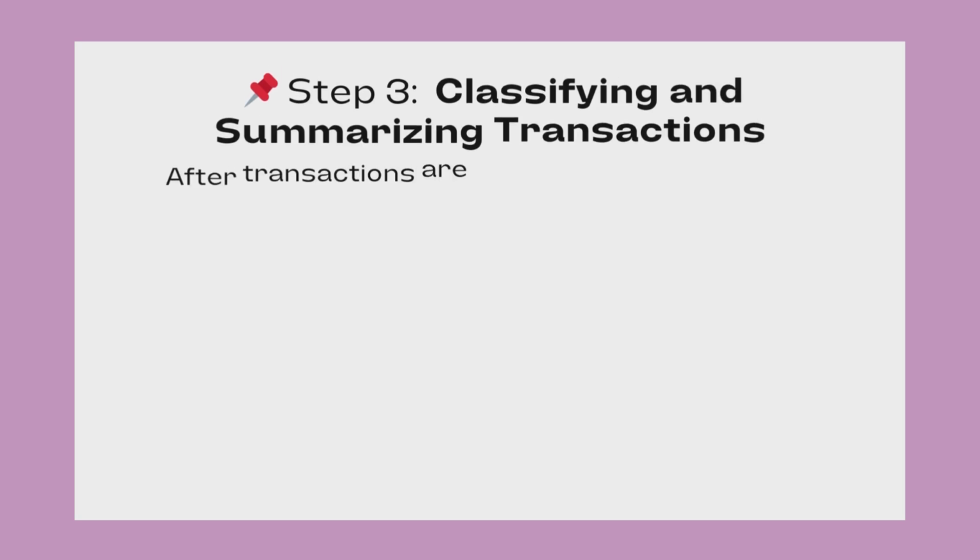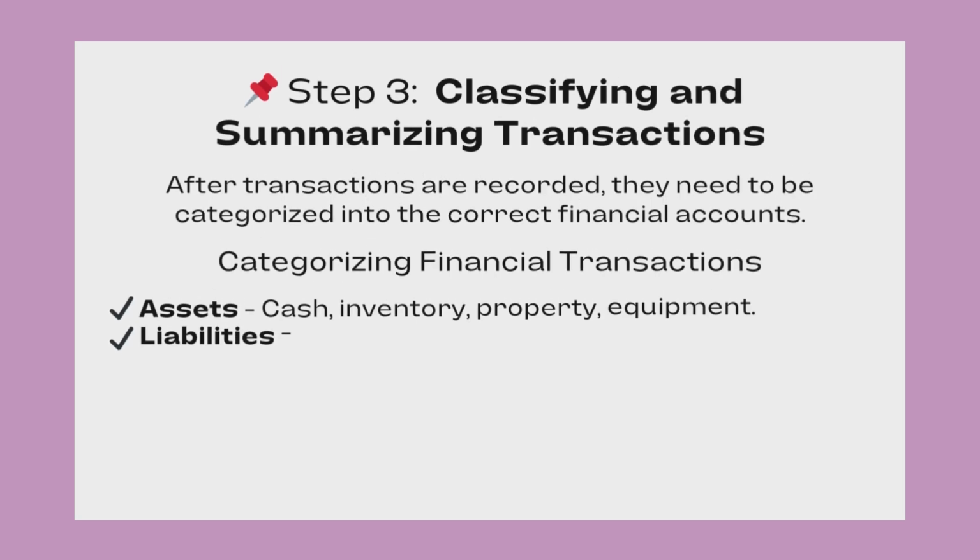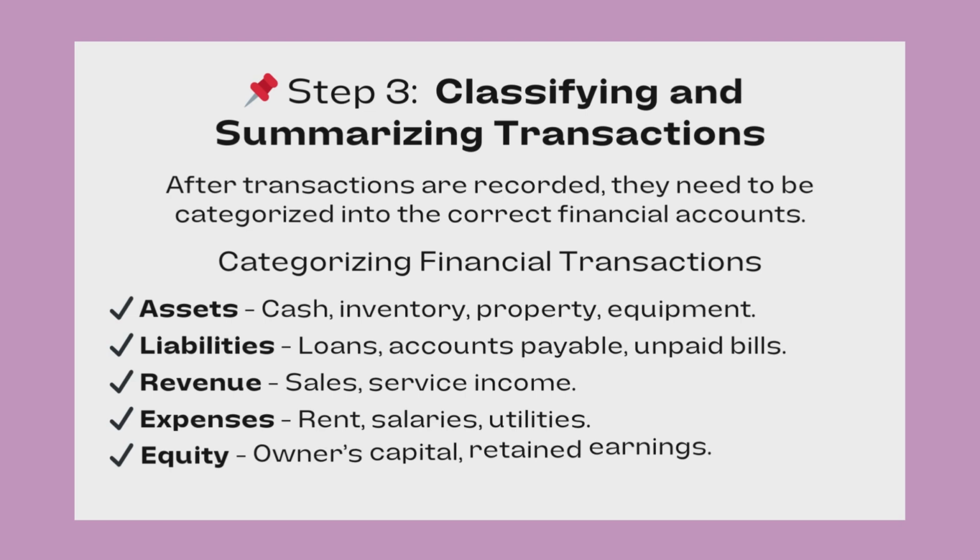Step 3. Classifying and summarizing transactions. After transactions are recorded, they need to be categorized into the correct financial accounts. Categorizing financial transactions. Assets: cash, inventory, property, equipment. Liabilities: loans, accounts payable, unpaid bills. Revenue: sales, service income. Expenses: rent, salaries, utilities. Equity: owner's capital, retained earnings.